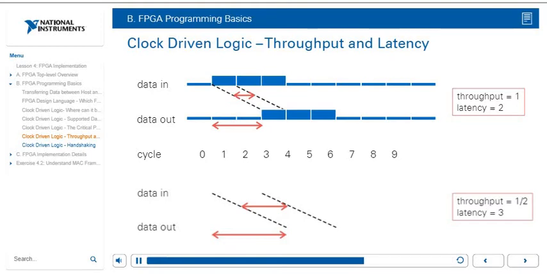In the example at the bottom, we can see that we again get data in on clock cycle 1, but now it takes 3 clock cycles for the first output. Also, we can see that we get data only once every 2 clock cycles. Therefore, we have a latency of 3 and a throughput of half.